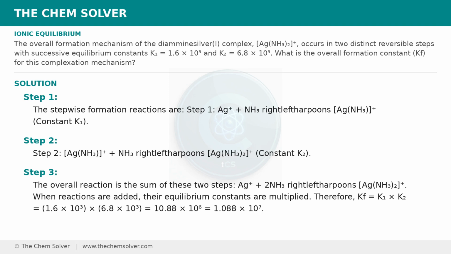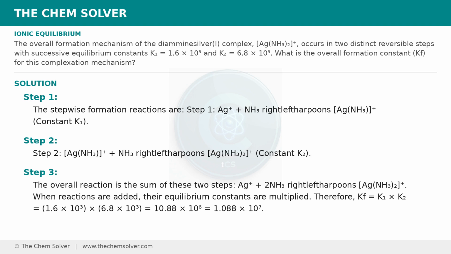The stepwise formation reactions are: Step 1, Ag⁺ + NH₃ ⇌ Ag(NH₃)⁺, constant K1. Step 2, Ag(NH₃)⁺ + NH₃ ⇌ Ag(NH₃)₂⁺, constant K2.